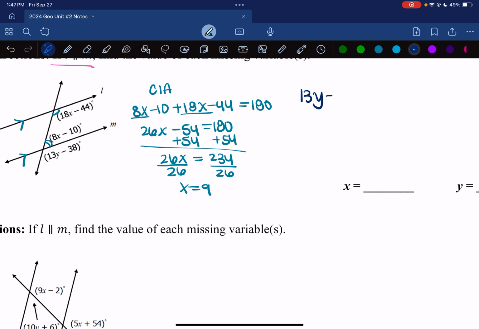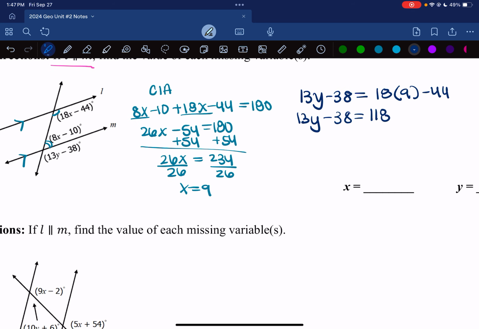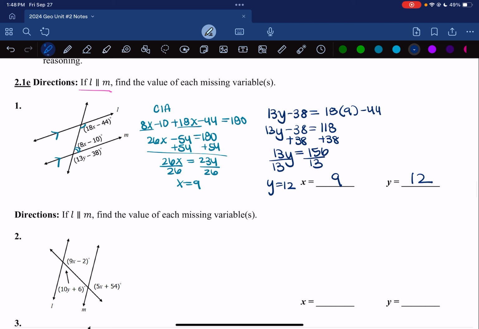So 13y minus 38 is equal to 18 times 9 minus 44. So if we put that in our calculator, we get our angle measure to be 118. So if we add 38 to both sides, we get 13y equals 156, divided by 13. We get y is 12. So x is 9, y is 12.